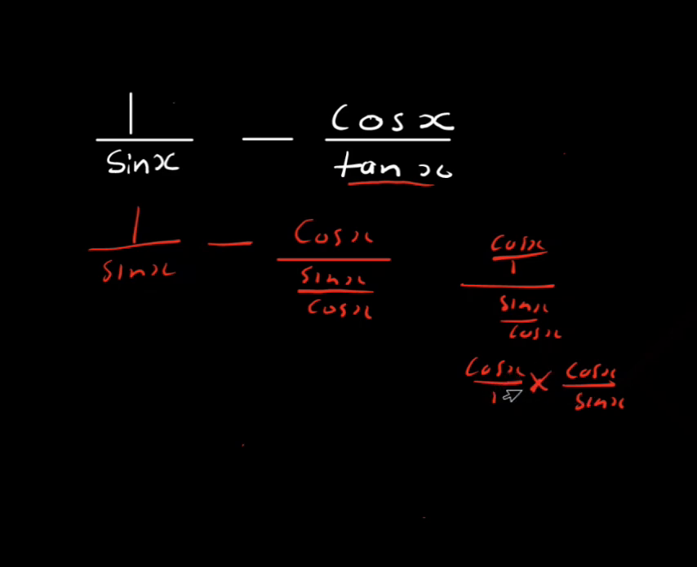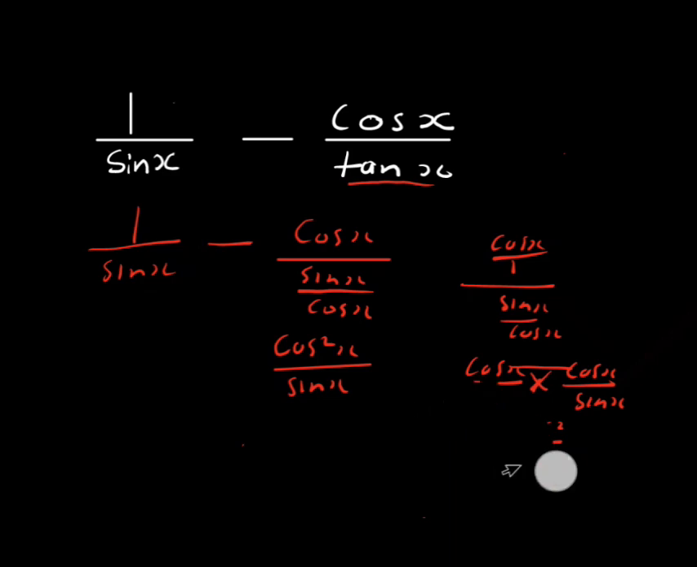So notice that nothing cancels, right? In multiplication, we always have to check if something cancels before we multiply. Now notice that nothing cancels, so all we can do is just multiply along the same line. So cos times cos is cos squared, and then 1 times sine is sine. So therefore, the answer is just going to be cos squared over sine, right?